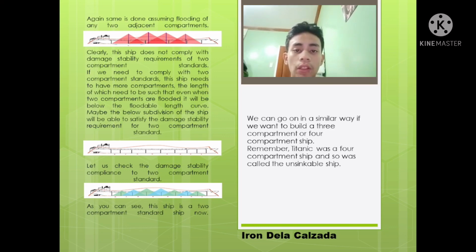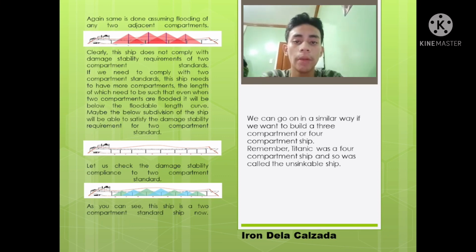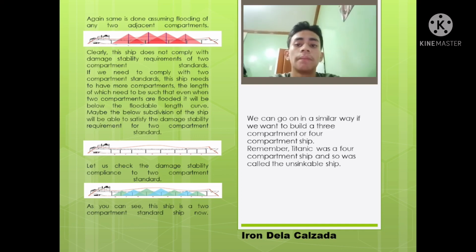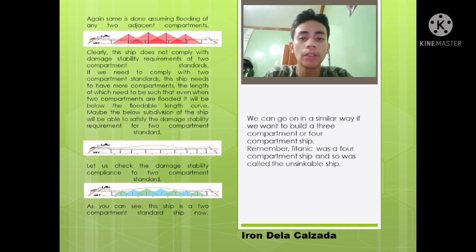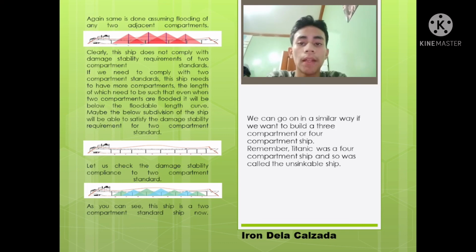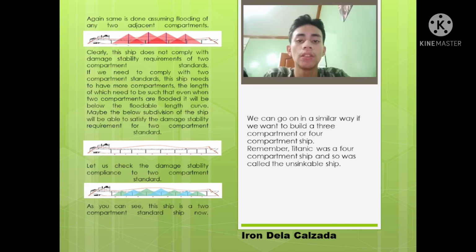So the length of each compartment needs to be such that even when two compartments are flooded, it will be below the floatable length curve. Maybe the new subdivision of the ship will be able to satisfy the damage stability requirement for the two compartment standard. So let us check the damage stability compliance to the two compartment standard. So as you can see, this ship is a two compartment standard ship now.